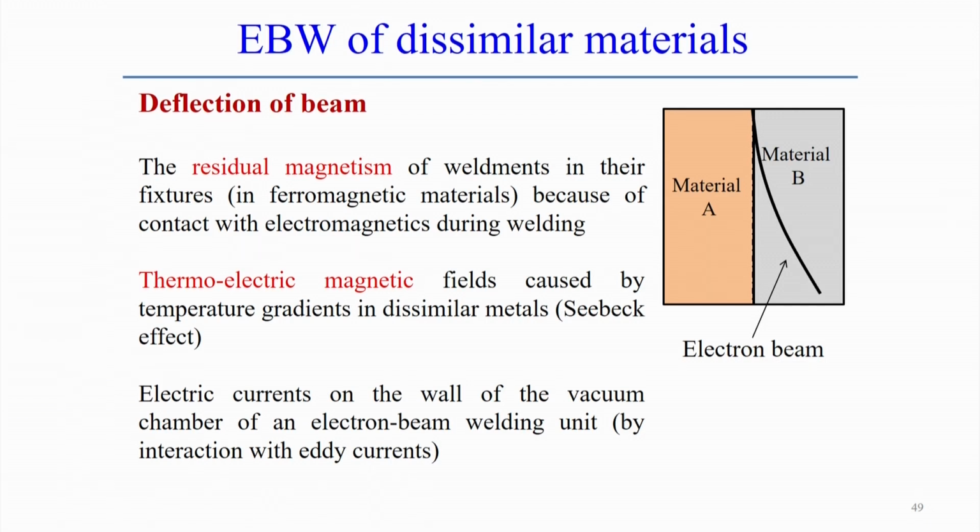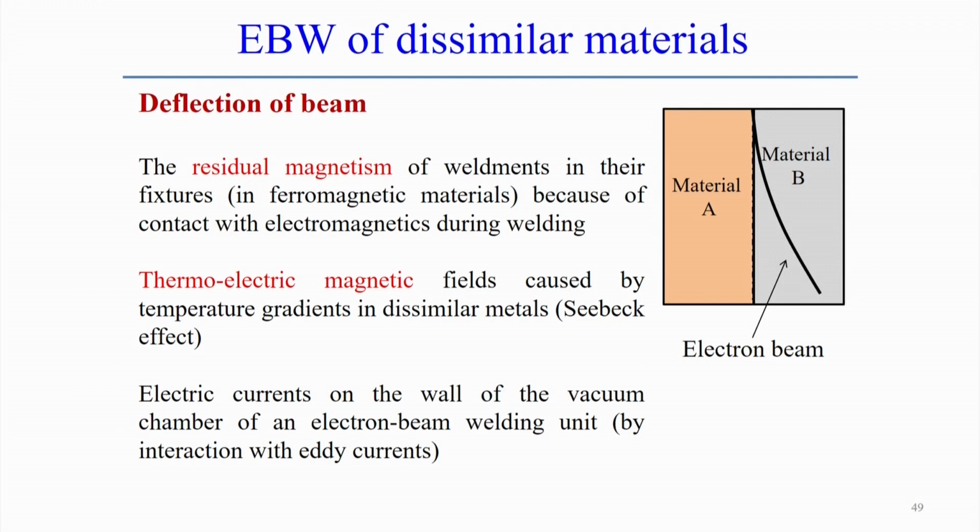So, in most cases of dissimilar combination of the materials, the beam gets deflected towards a certain material. If we see that figure, we started by focusing the electron beam exactly on the interface between material A and B, but if we look throughout the depth of penetration, the beam is gradually deflected towards one of the materials. That actually creates an insufficient joint between these two dissimilar materials.